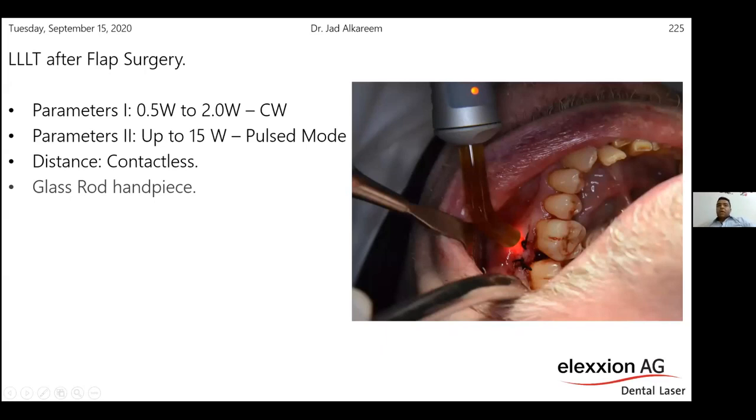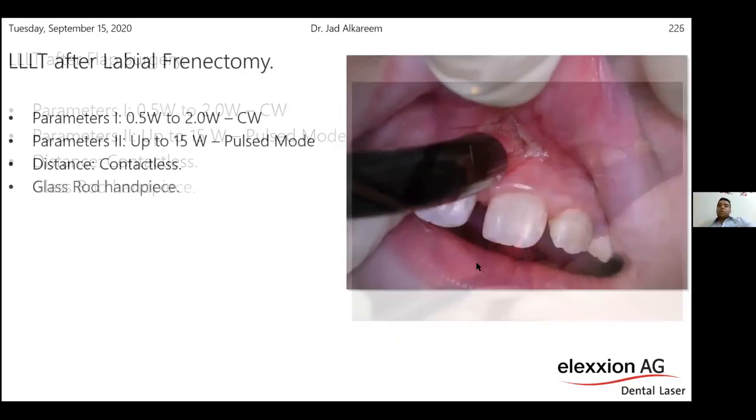You can apply it from 0.5 up to 2 watts continuously, and for the time of this kind of application, I can say at least 2 minutes will be enough for low-level laser therapy to do the biomodulation. If the time is more than two minutes, it will not be a problem. But make sure that you apply the laser for at least 2 minutes, so you give enough time for the tissue to absorb the energy.